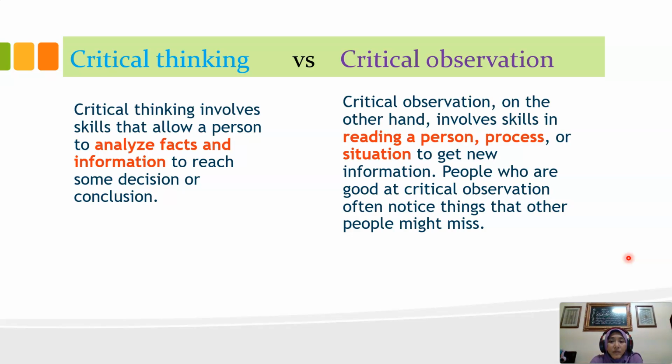So what is the difference between critical thinking and critical observation? Critical thinking involves skills that allow a person to analyze facts and information to reach some decision or conclusion. Observation involves skills in reading a person, processes or situation to get new information. People who are good at critical observation often notice things that other people might miss. Basically in observation, we are using our eyes to see something and then to interpret or analyze.